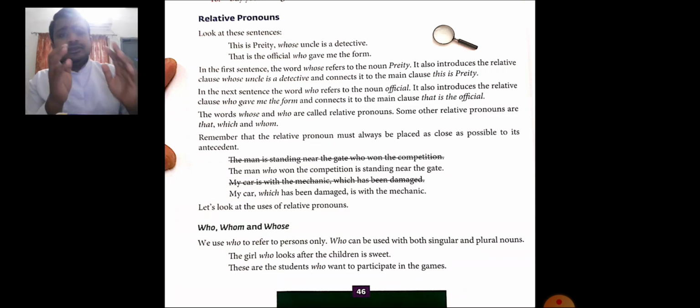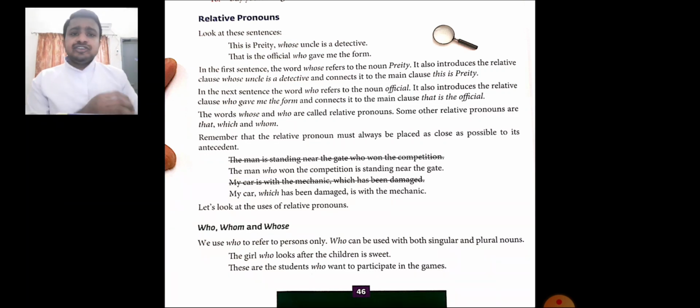In last year's textbook, the table is given. If you have the textbook of last year, you can just have a look at it, page number 31 of the 7th standard textbook. So who, whom, and whose. Let us see what the uses are.